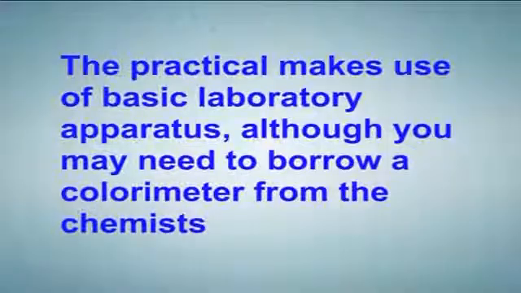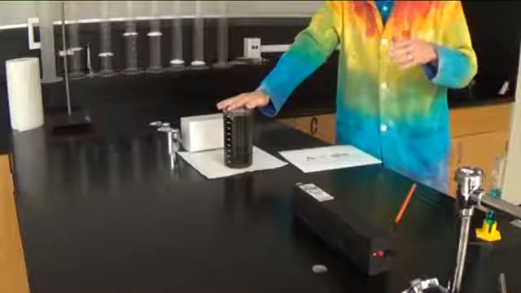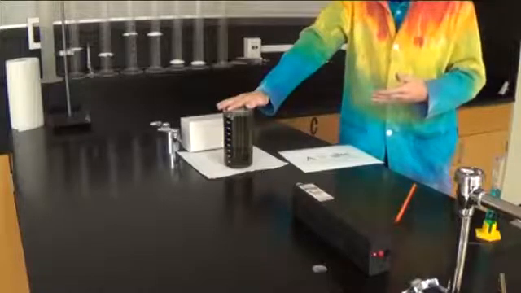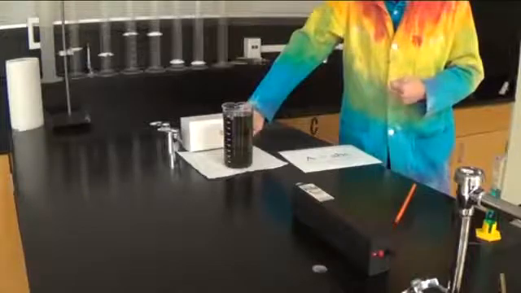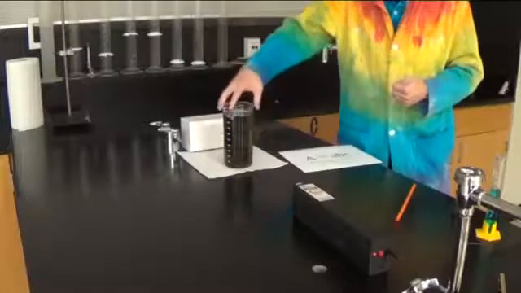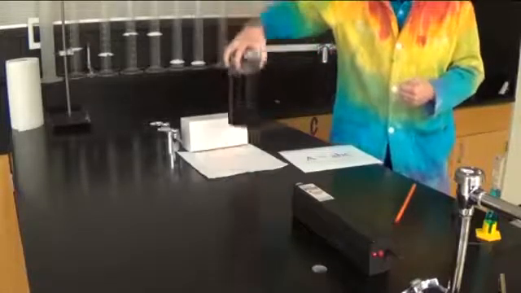The practical makes use of basic laboratory apparatus, although you may need to borrow a colorimeter from the chemist. Since the reaction is stopped by the sodium carbonate, the tubes can be stored in the refrigerator for several days before the color intensity is assessed. This can also be used for reassessment of the accuracy of the technique. If duplicates are done for each variable under investigation, the colorimeter reading for each pair should be identical.